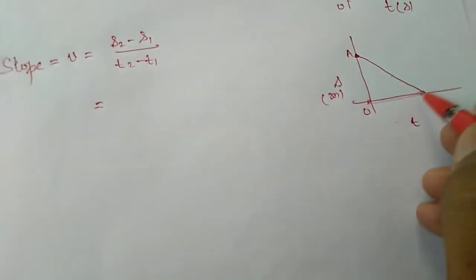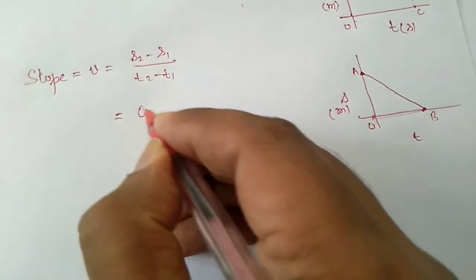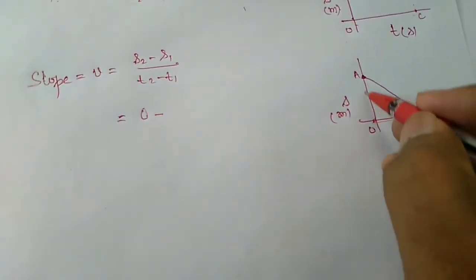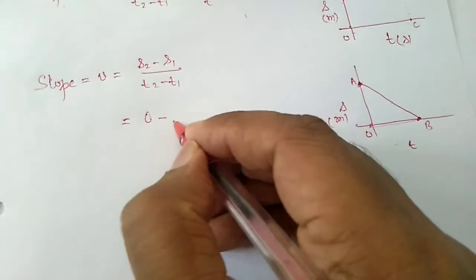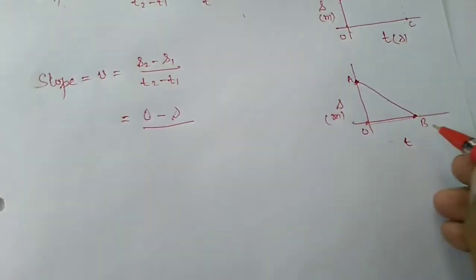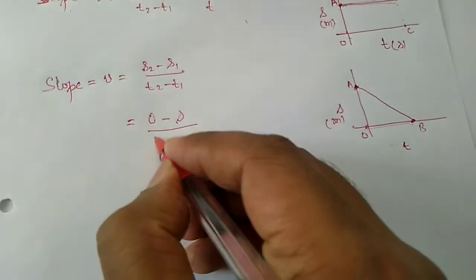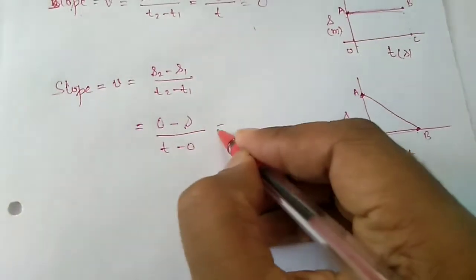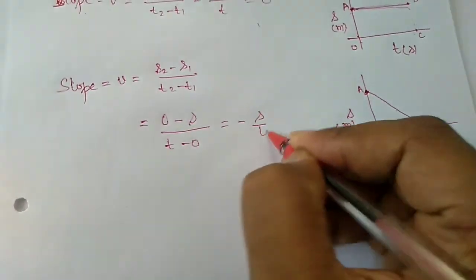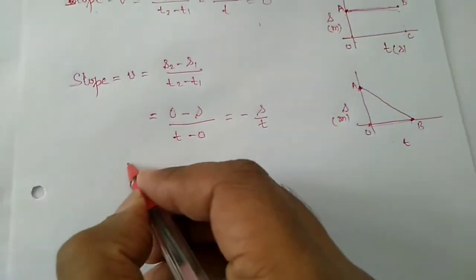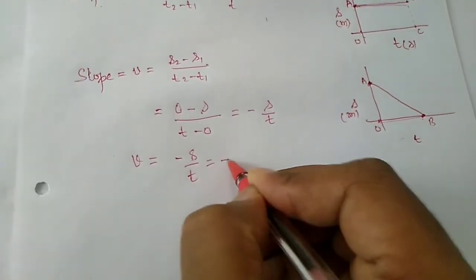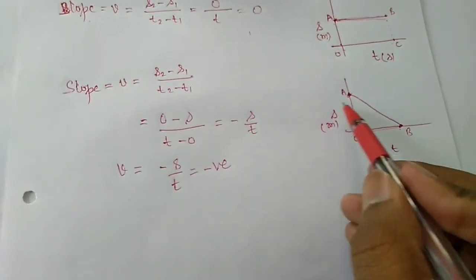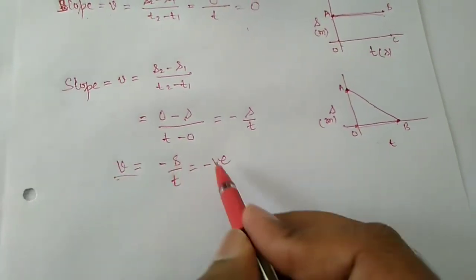Final displacement is 0 minus the initial displacement. Suppose this is point S. I'm giving the value of S1 as S upon final time, suppose T, initial time 0. What have you got? Minus S upon T, means the value of velocity will be minus S upon T, a negative value. See, the slope is declining, so the value of V will be negative.